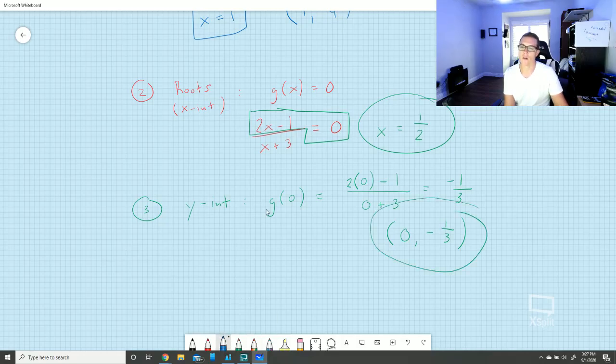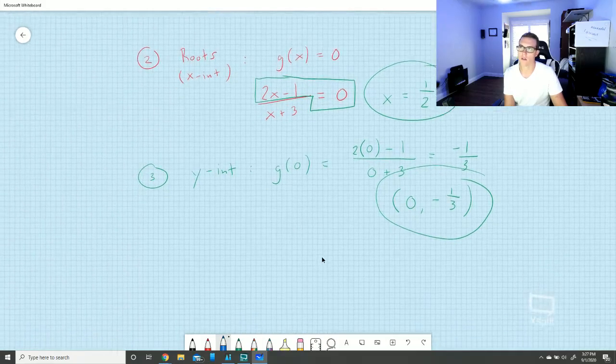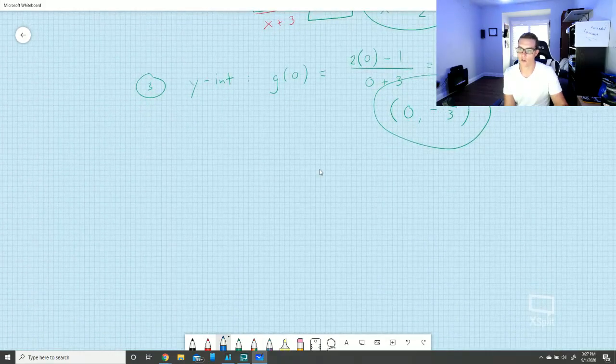Okay, so the next thing, scrolling down, I want you to be able to find, if you remember, these things have something called vertical asymptotes. I asked a lot of you guys about vertical asymptotes on your log function.